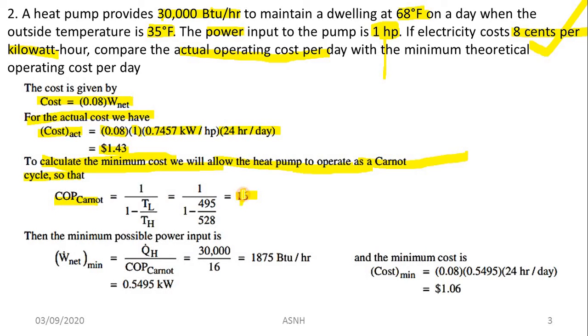It is around 16. So how does it come? The formula of the Carnot COP is nothing but lowest temperature upon highest temperature minus lowest temperature, and after putting in the values, we get the answer for the Carnot COP. This is the most important thing in the numerical for comparison purposes, to calculate the minimum power input required. So our next step is to calculate the minimum possible power input required.